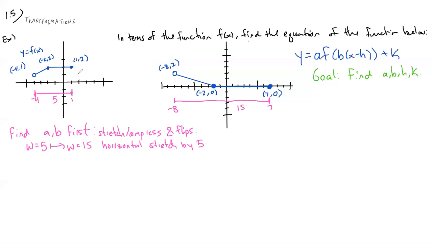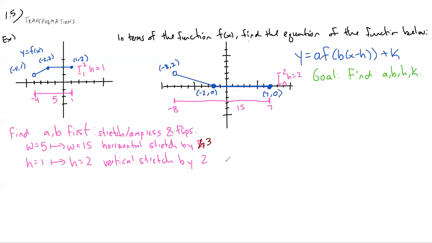And if we look at the heights, on the first graph it goes from 1 to 2, so that total height is 1. And on the second graph, it goes from 0 to 2, so that's a total height of 2. And so that's going to be a vertical stretch by 2. I just realized I said that's a horizontal stretch by 5. 5 times 5 is not 15. That is a horizontal stretch by 3, not 5. Sorry about that. And so we should be able to use these now to figure out a little bit of information about a and b.